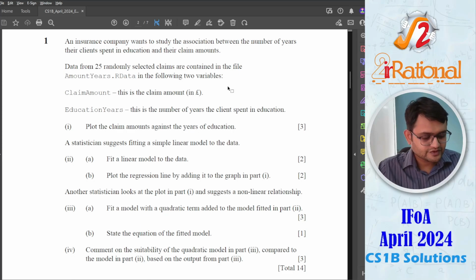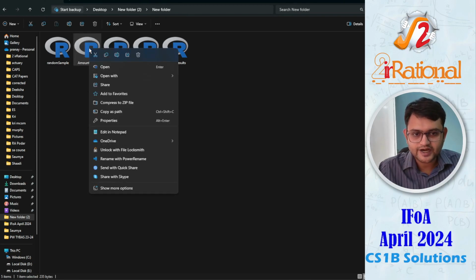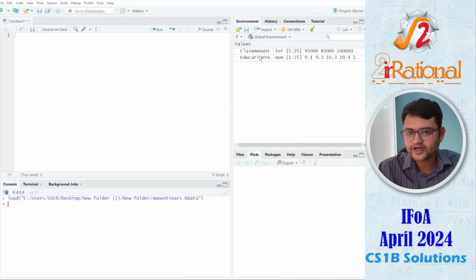Let's load the data first. So these are the 5 files. We want this amount years. I'll right click, open with, and then RStudio. Press yes. Here we have the data, claim amount and education years.